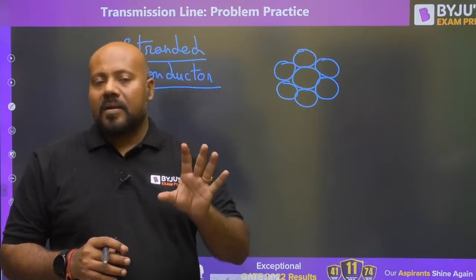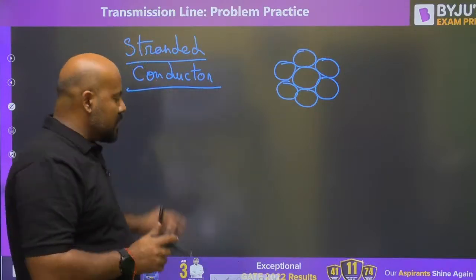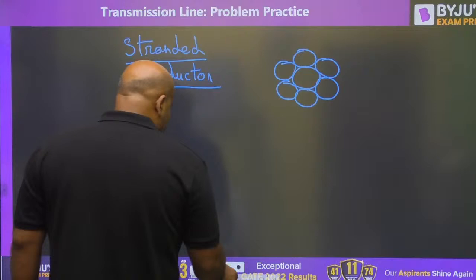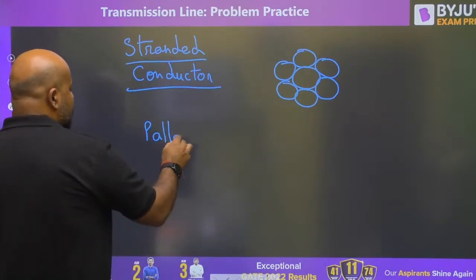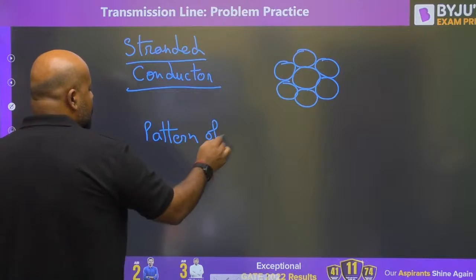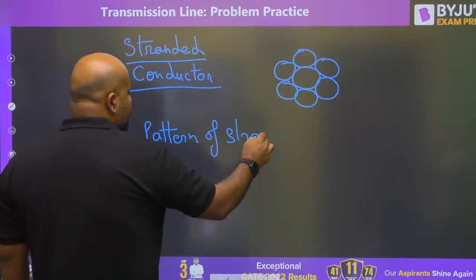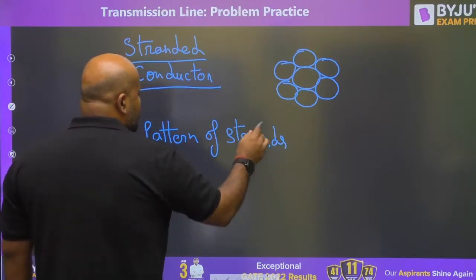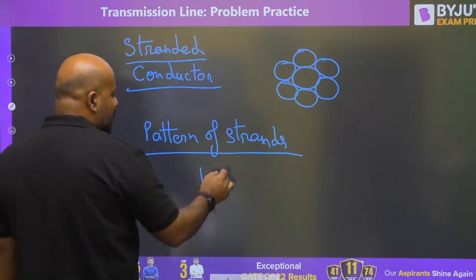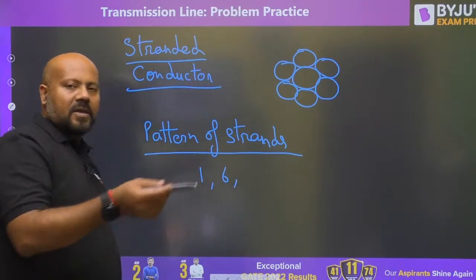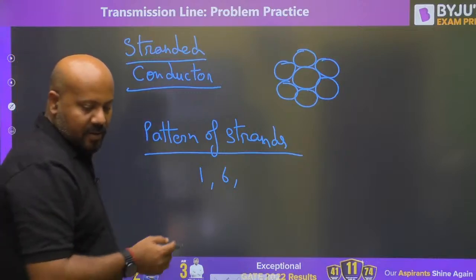For a given dimension, whatever dimension cross section you are going to take, there is one important rule, that is the pattern of strands. What is the pattern of strands? The patterns of strands will be something like this. 1, because the first strand is core, then 6, and after 6 it is going to be in the multiples of 6.